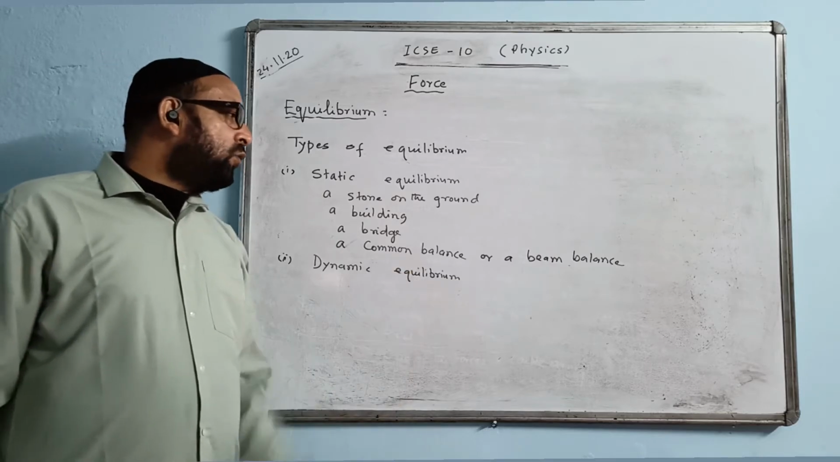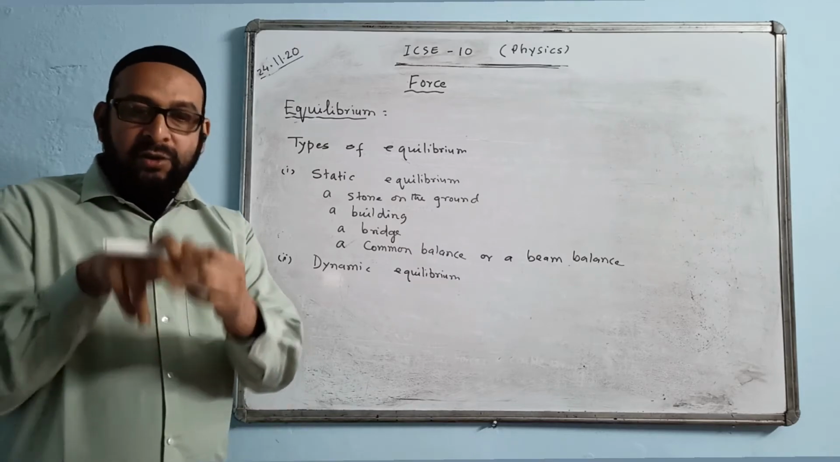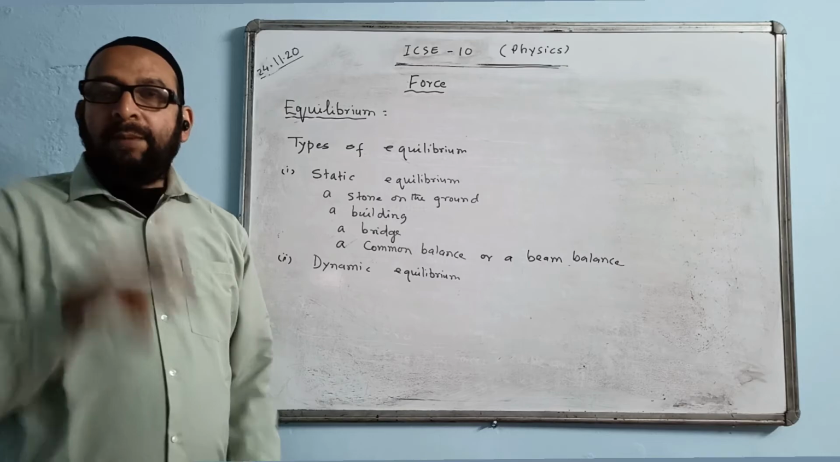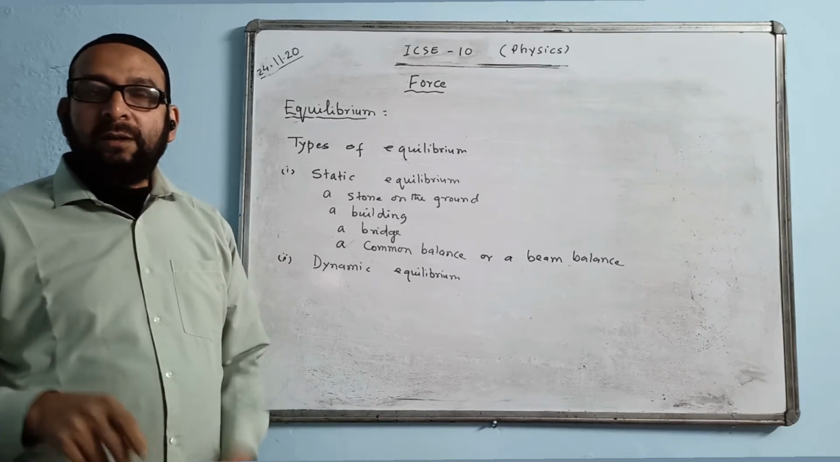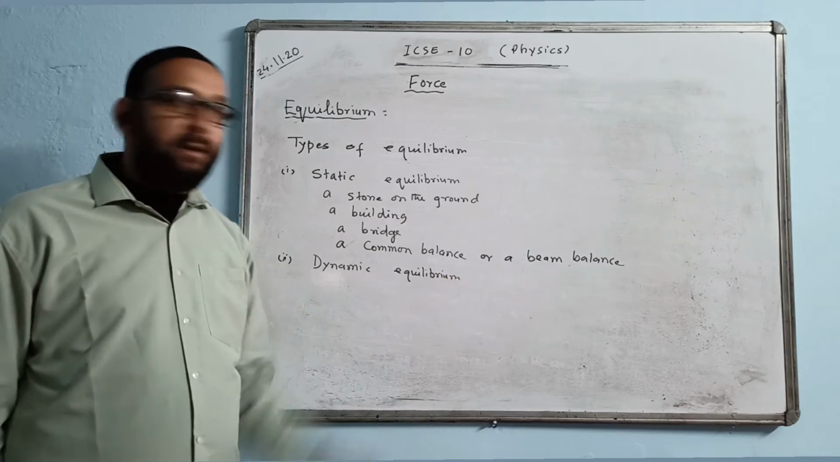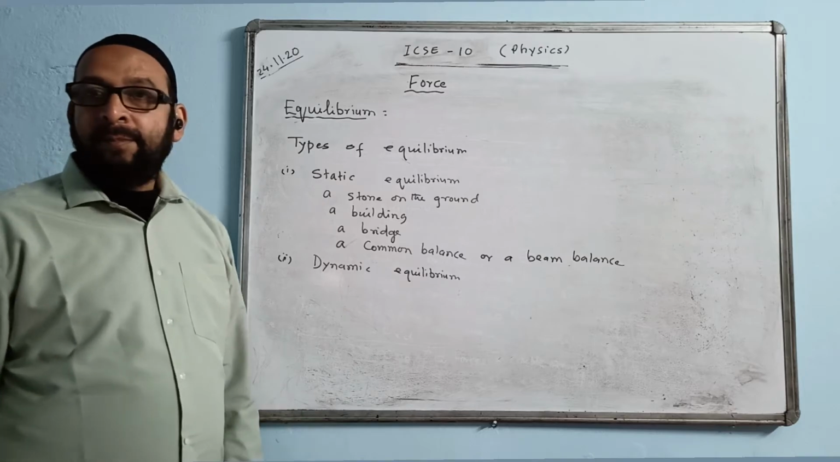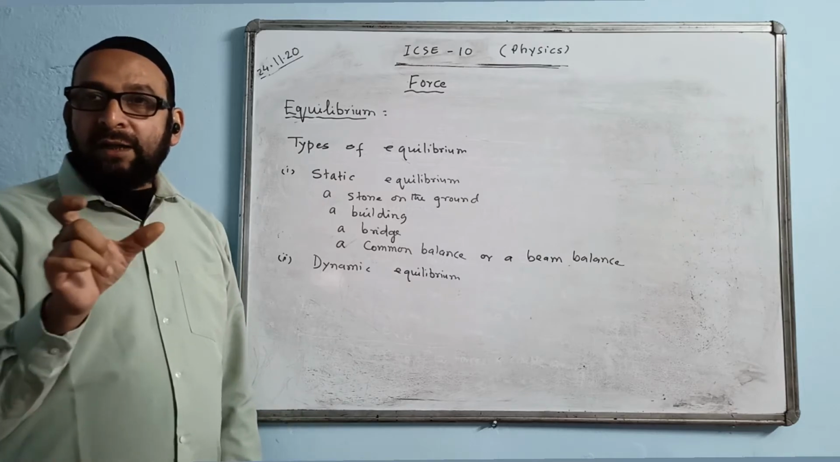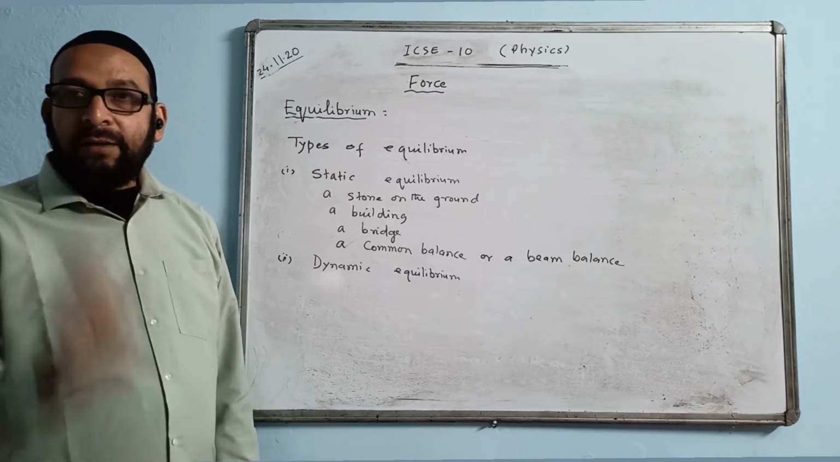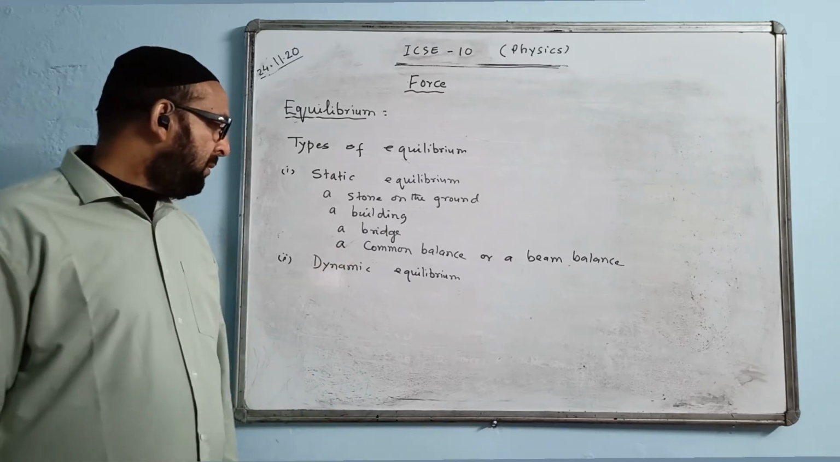One year we had asked this question: a beam balance in horizontal position, like this. A beam balance in horizontal position is in dash equilibrium. You have to fill in the blank. What should you fill in the blank? Static. You should write the word static there. That question came some years back in ICSE.